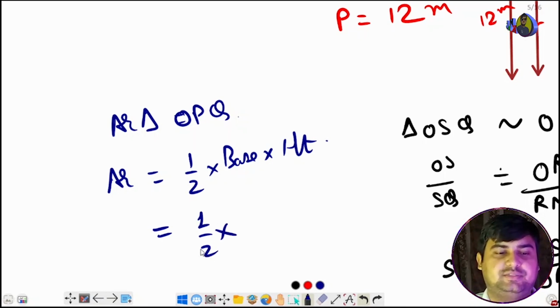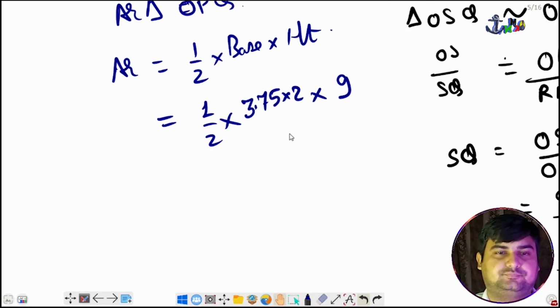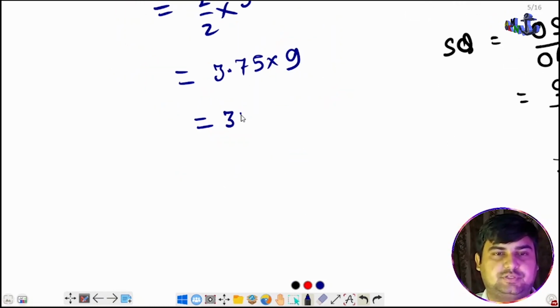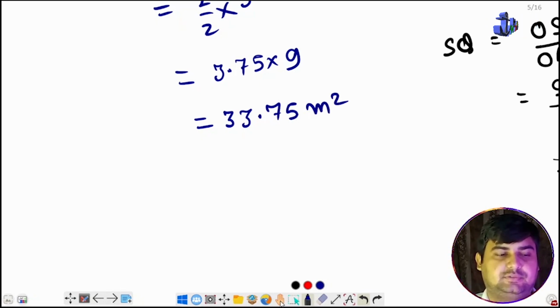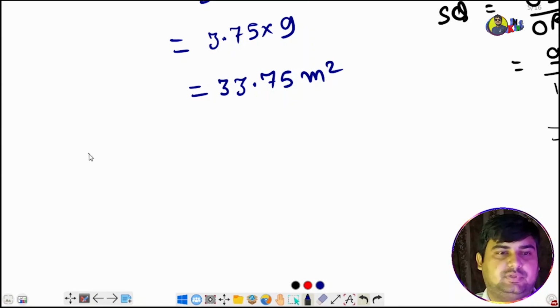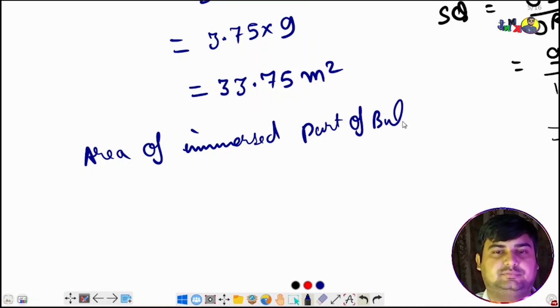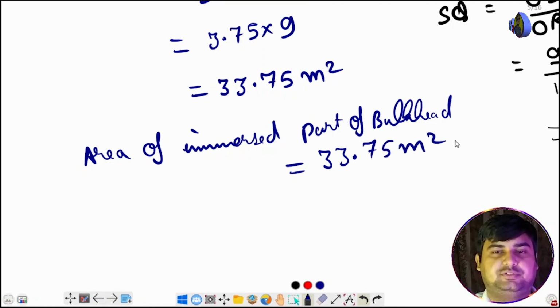So half into base. Base is how much now? 3.75 into 2. And height is 9 meters. So it will be 3.75 into 9. This will be equals to 33.75 meters square. So this is the area of the triangle. Now area of immersed part of bulkhead is how much? 33.75 meters square.